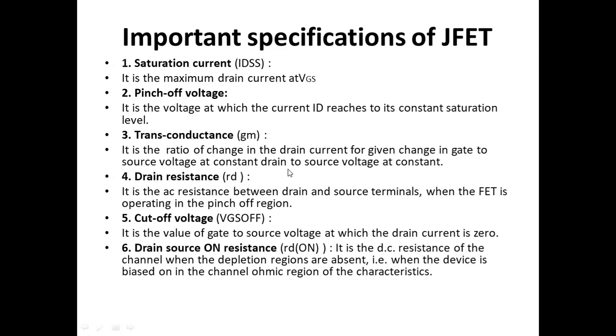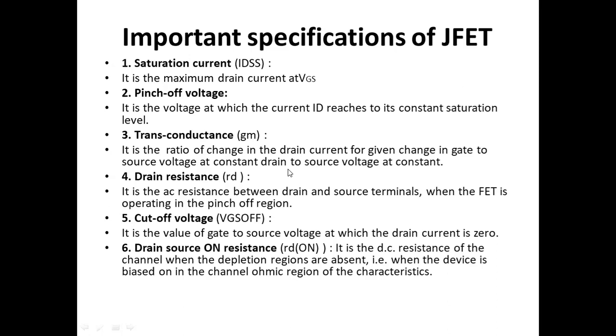And drain resistance rd is nothing but the AC resistance between drain and source terminals when the FET is operated in the pinch off region. Okay, when the FET is operated in pinch off region, the resistance that exists between drain and source is known as drain resistance. And the next, cutoff voltage. It is the value of the gate to source voltage, that is the VGS, at which drain current is zero. So for zero drain current, the VGS is known as cutoff voltage.